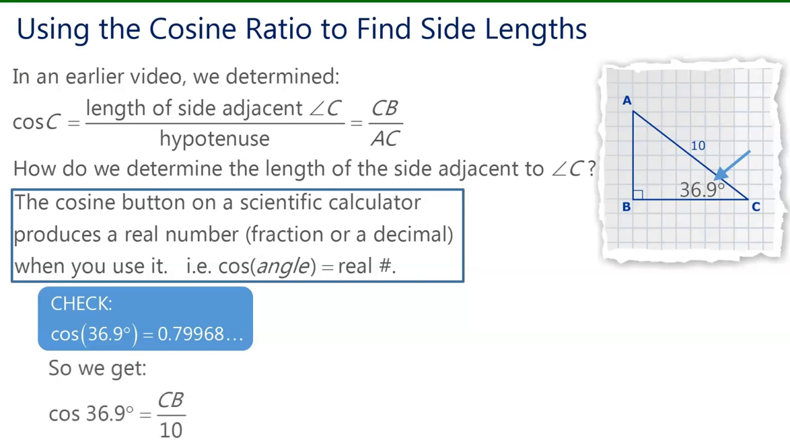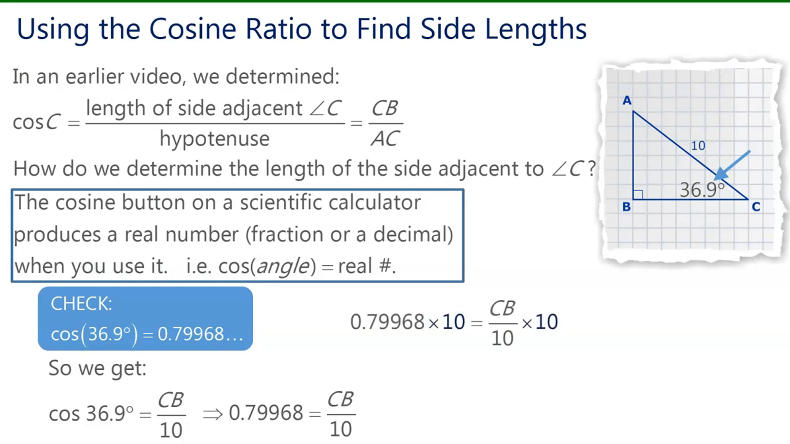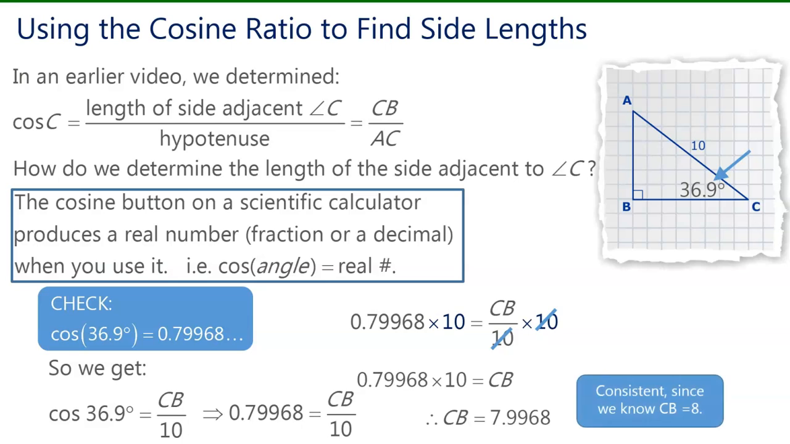Here's what we have. Cosine of 36.9 degrees equals CB, the adjacent, divided by the hypotenuse 10, which now can be thought of as 0.79968 equals CB over 10. If we multiply both sides by 10 and cancel the 10s on the right side, we get 0.79968 times 10 equals CB. Therefore, CB equals 7.9968. And this is consistent since we already know that CB equals 8.